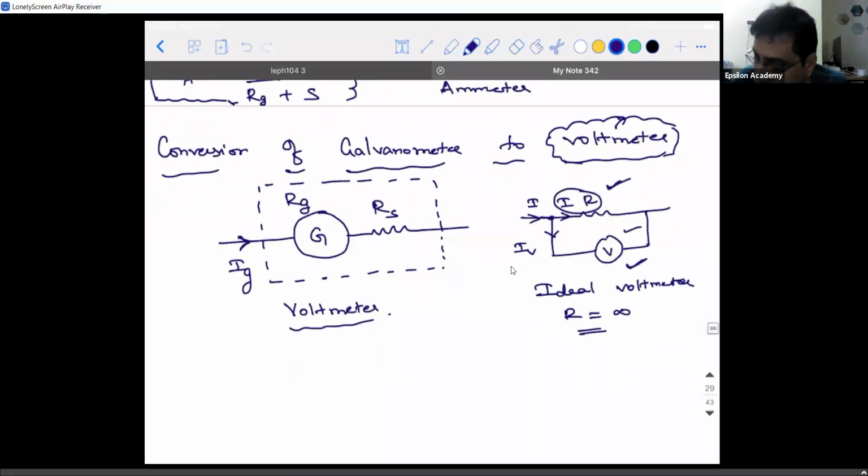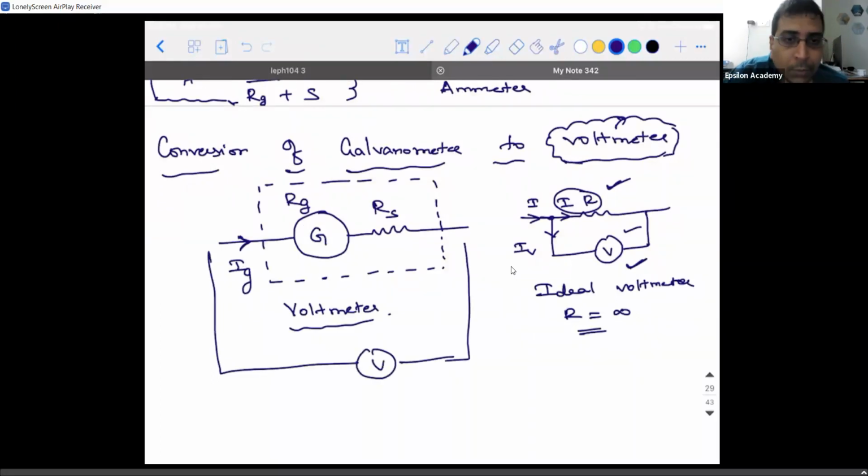Now, suppose this galvanometer is to measure a total potential difference of V volt. Suppose I asked you to design a voltmeter which can measure between 0 to 3 volt. If the highest range is 3 volt, since you know the value of IG and RG, you can calculate the value of RS that you need to connect across the galvanometer.